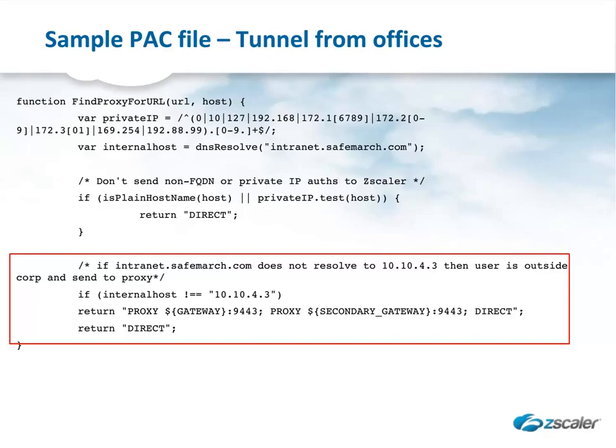The final step is to determine if the user is inside or outside one of the offices and send the traffic accordingly. The statement reads, if the internal host variable, which is the IP address for intranet.safemarch.com, does not equal 10.10.4.3, then send the traffic to Zscaler. If it does equal 10.10.4.3, then the user is inside an office using an internal DNS server, and the traffic should be sent direct and will be delivered to Zscaler via the GRE or IPsec tunnel.